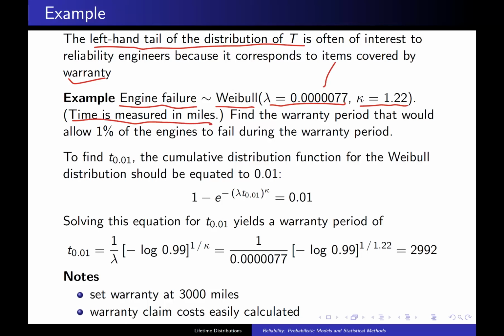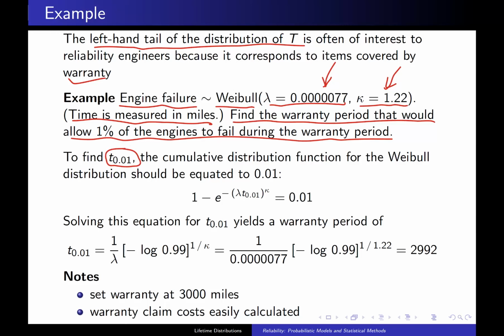Now, how we come up with these numbers is going to be by analyzing data. But in this particular case, we don't need to do that. We're just going to assume that these are given, and when we're out in Chapter 8, we'll see how you estimate those from data. So what we want to do is find the warranty period that would allow 1% of the engines to fail during the warranty period. What we really want to find here is the first percentile of the distribution.